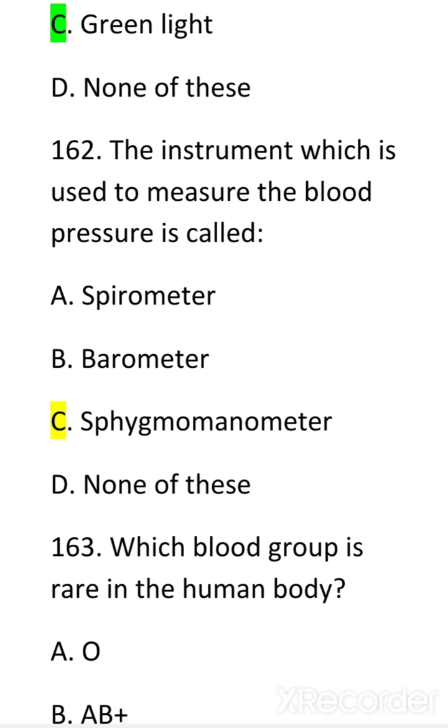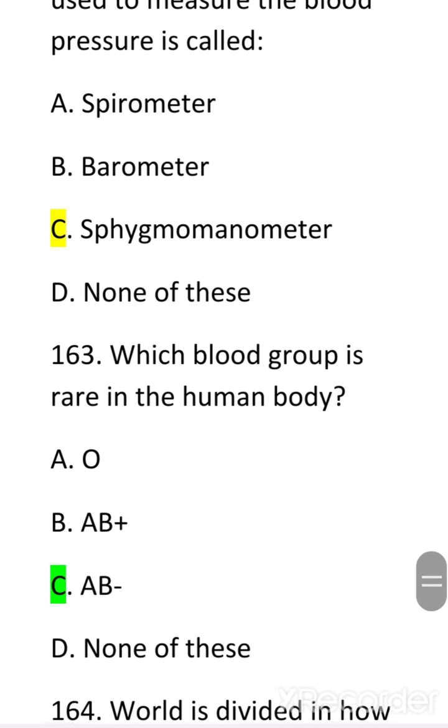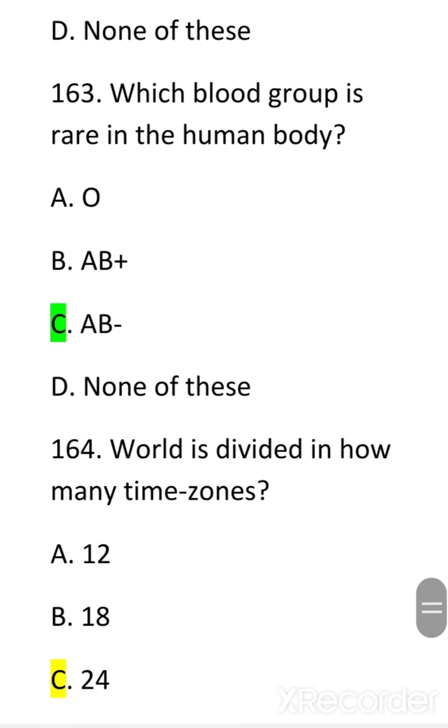A spirometer is an apparatus for measuring the volume of air inspired or expired by the lungs. A barometer is a scientific instrument used to measure atmospheric pressure. Question number 163. Which blood group is rare in the human body? Option A, O, B, AB positive, C, AB negative, D, none of these. Correct option is C, AB negative.